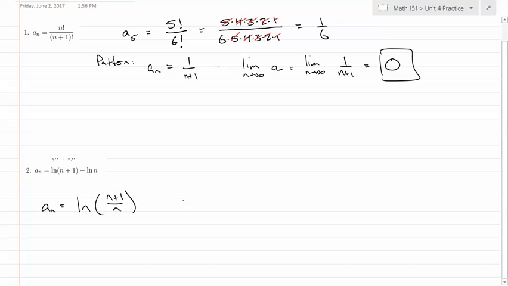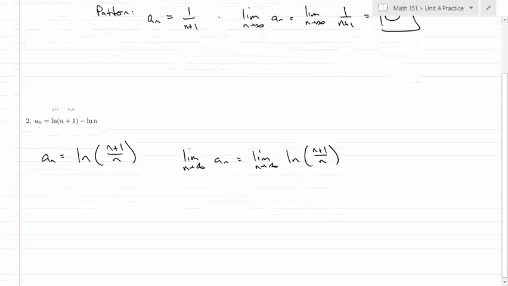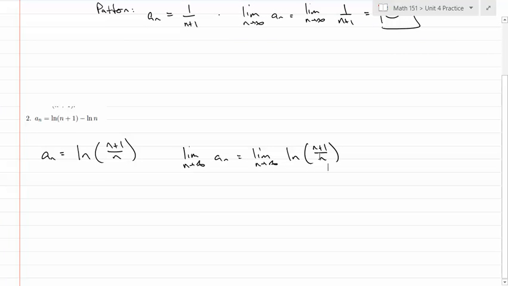When it comes to taking the limit as n goes to infinity of a sub n, that would be the limit as n goes to infinity of the natural log of n plus 1 over n. What we're going to do is focus on the inside here. What happens as n goes to infinity to this fraction? We'll notice this is a rational function, degree 1 over degree 1. So as n goes to infinity, it's going to approach the ratio of the leading coefficients. And notice you've got 1n over 1n, so 1 over 1 is 1.